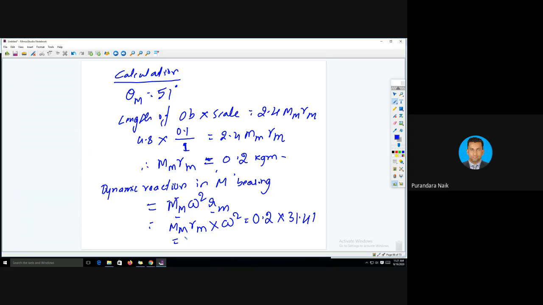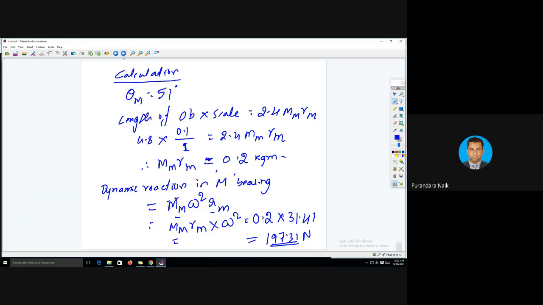Answer is 0.2 into 31.41 square. 31.41 square, we will get 197.31 Newton. This is the dynamic force acting on bearing M.